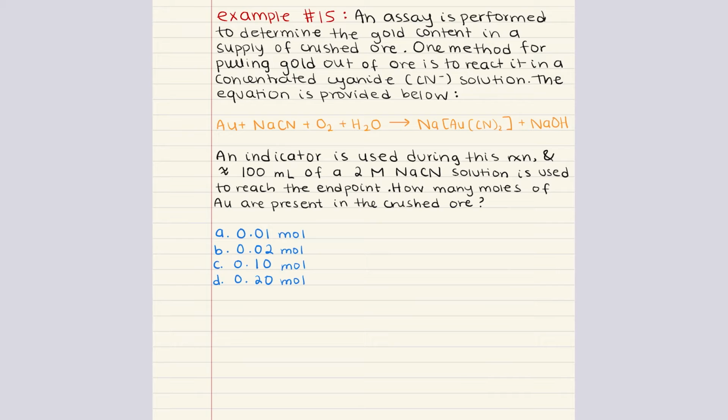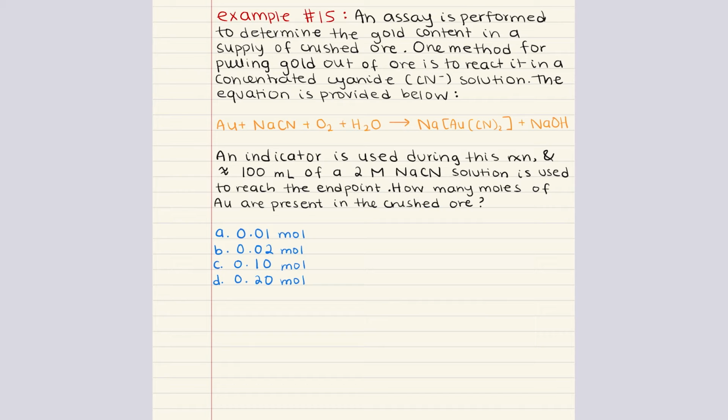Problem 15 says an assay is performed to determine the gold content in a supply of crushed ore. One method for pulling gold out of ore is to react it in a concentrated cyanide solution. The equation is provided below. Now, an indicator is used during this reaction, and approximately 100 milliliters of a 2 molar sodium cyanide solution is used to reach the endpoint. How many moles of gold are present in the crushed ore?